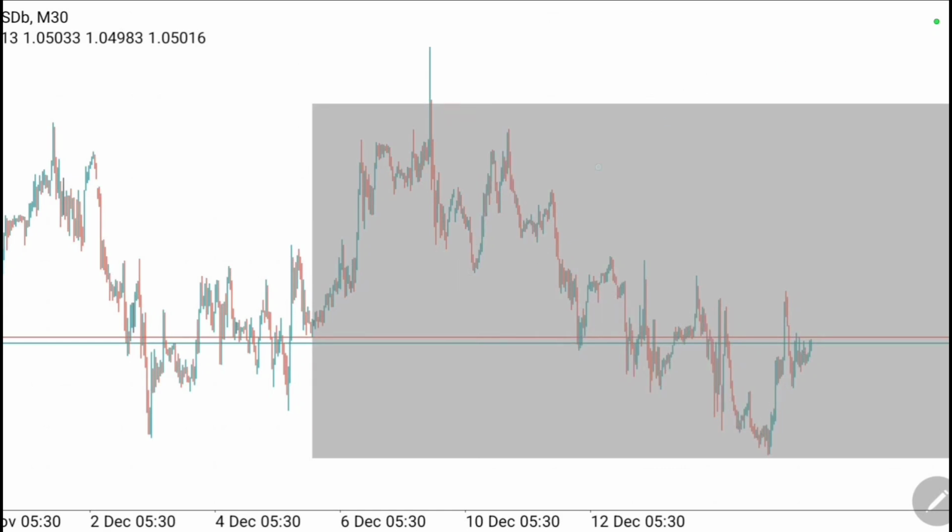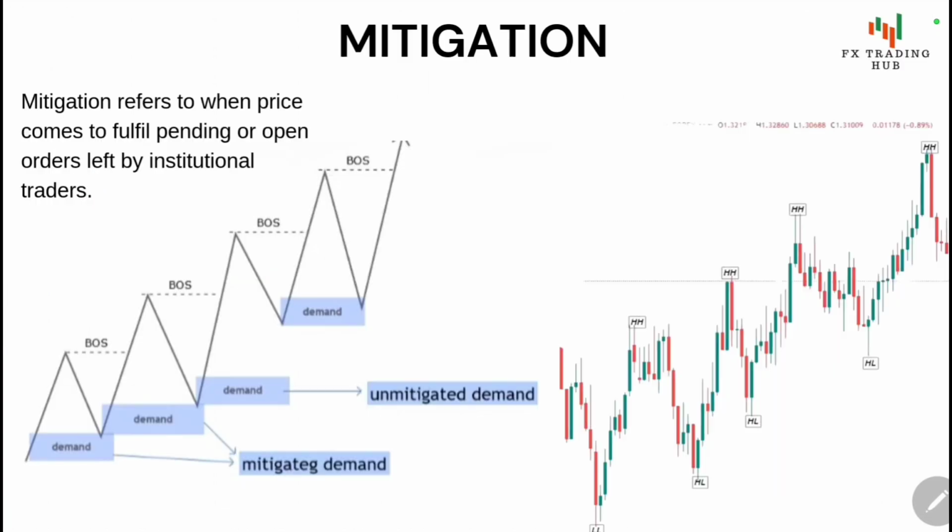As well, we could trade the mitigation. You can trade the mitigations of those zones. Don't worry, in a while I'm going to show you the mitigation. So that is to say that the market is fractal. Whatever happens on a higher time frame also happens on a lower time frame, but in a mini version, as I've said.